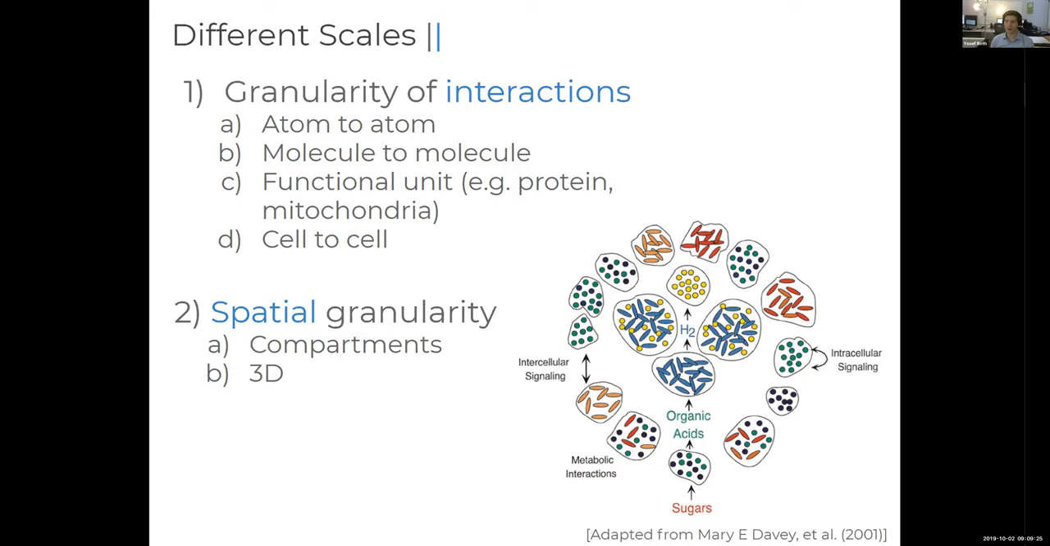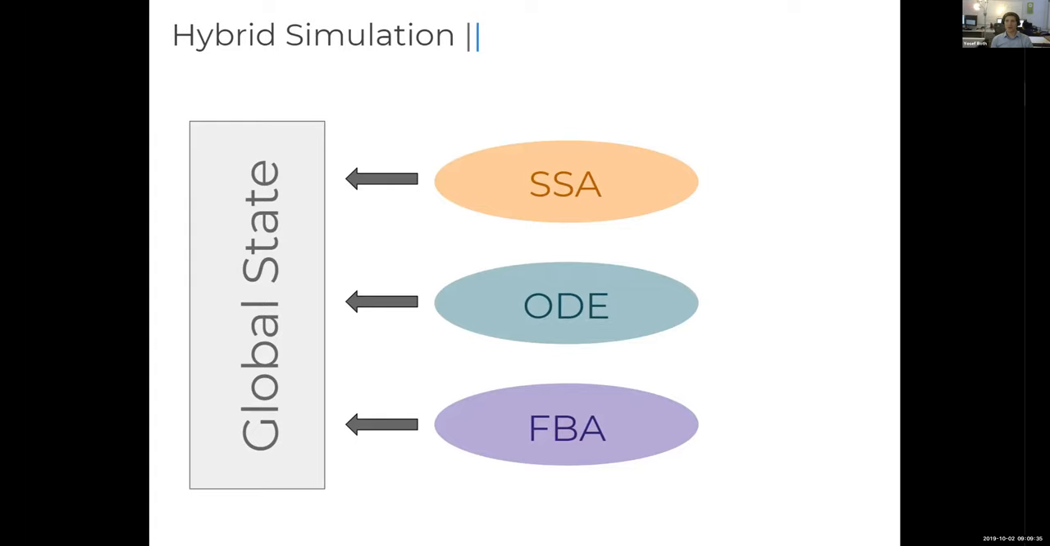And one challenge is, if you want to make a multi-scale model, how do you actually combine all of these different simulation algorithms into one? So one thing that biology can use is hybrid simulation, where you essentially have some global state, and many different simulation algorithms that can be run on whatever part of the model you want. They all get integrated by modifying the global state. Just to give an example, maybe you think that transcription is best captured by the stochastic simulation algorithm. Maybe diffusion is best captured by ODE. Maybe metabolism is best captured by FBA.